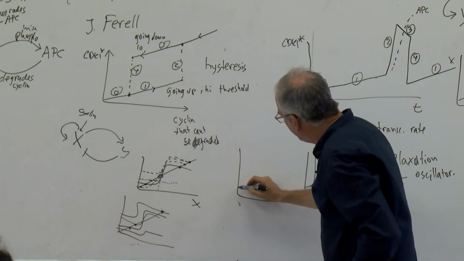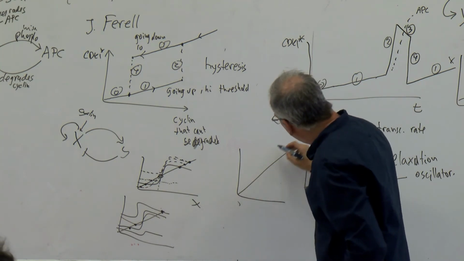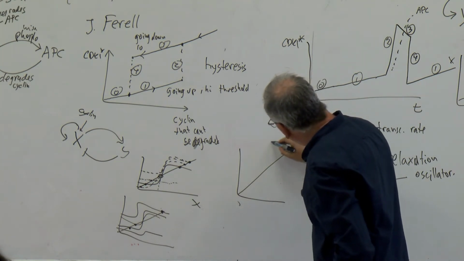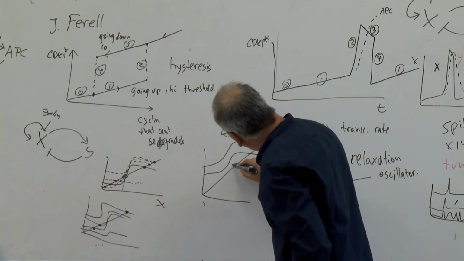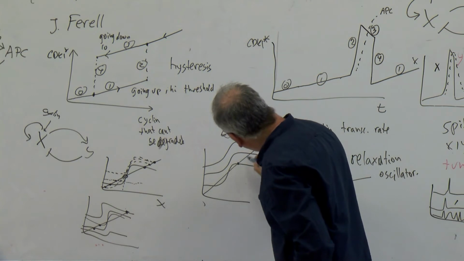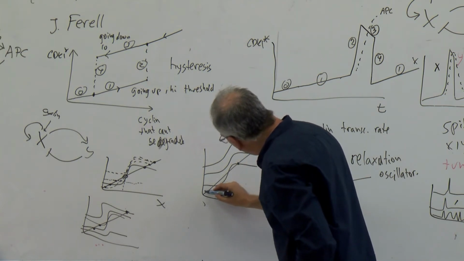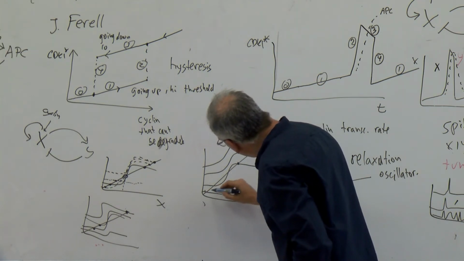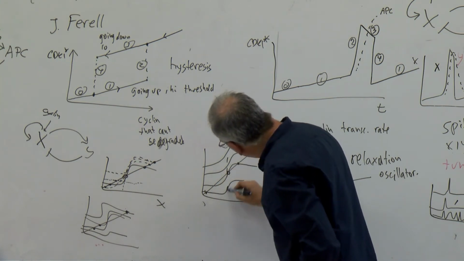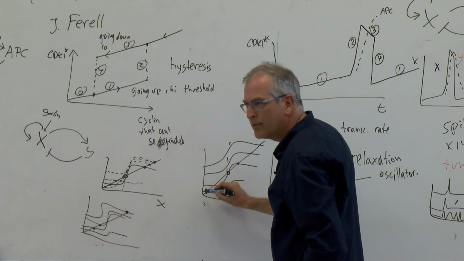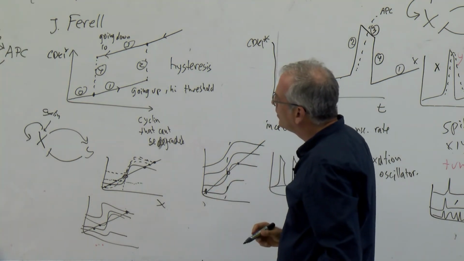Cyclin goes down, cyclin goes down, and X goes down, until cyclin goes so low that you have to jump to the low fixed point. That's the only situation. Biologically, what's happening in that jump down?